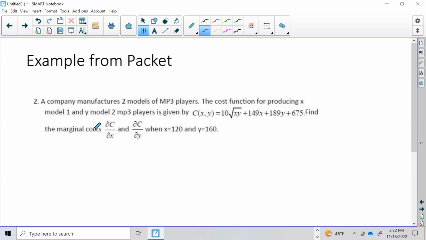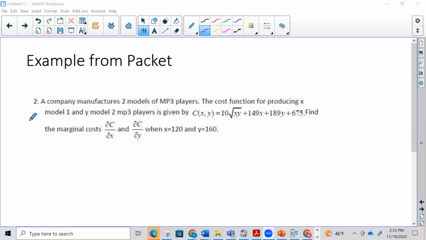So again, an example from the packet. A company manufactures 2 models of MP3 players. The cost function for producing x model 1 and y model 2 MP3 players is given by C of x, y. Find the marginal cost. And they wrote it this way, instead of with the C sub x and the C sub y, they used the delta notation, so delta C over delta x and delta C over delta y, when x is 120 and y is 160.